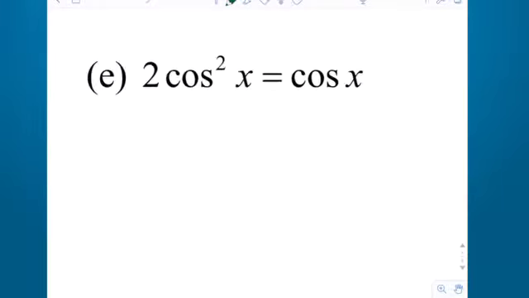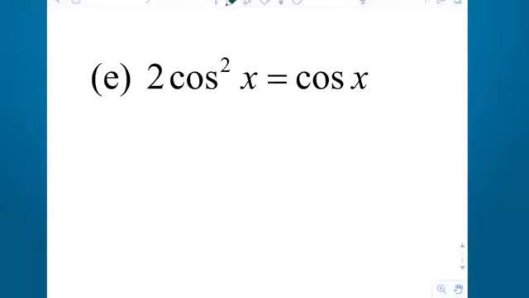All right, letter E. 2 cosine squared of x equals cosine of x. Should I just divide both sides by cosine? Not in this case, because I will lose it on both sides. I will be losing the cosine from both sides. It'll divide out. It's not going to still be there residually. So what should I do?